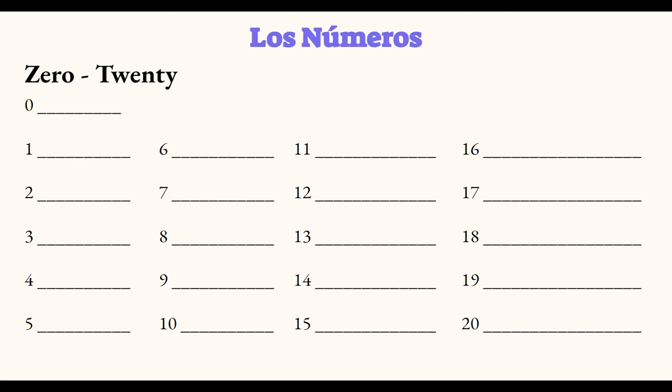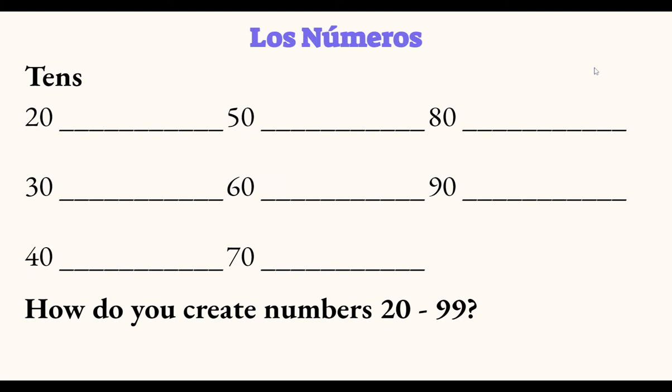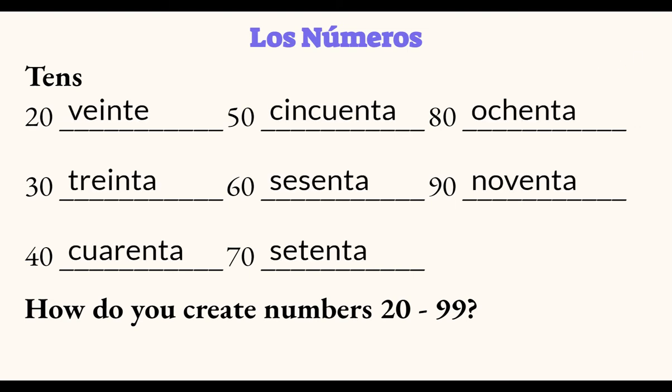And that first group is 0 through 20, which are 0, 1, 2, 3, 4, 5, 6, 7, 8, 9, 10, 11, 12, 13, 14, 15, 16, 17, 18, 19, 20. Then we have our tens digits. And it's important to know these because that's how we make our numbers bigger than 20. We have 20, 30, 40, 50, 60, 70, 80, y 90.